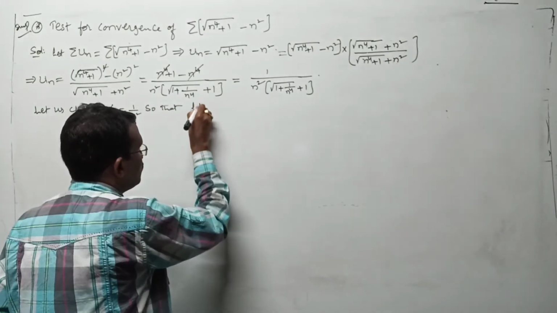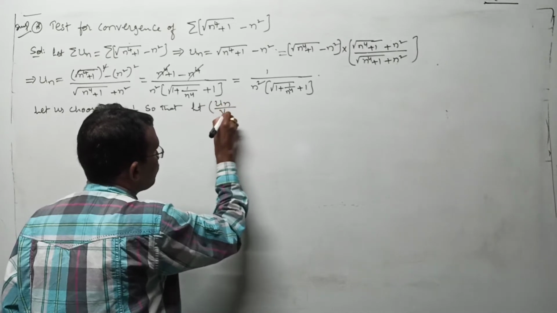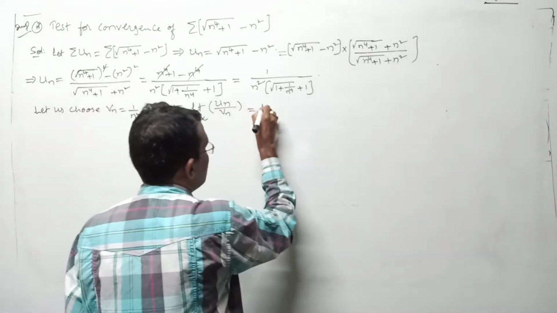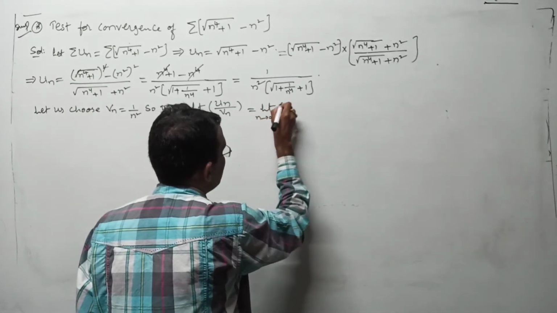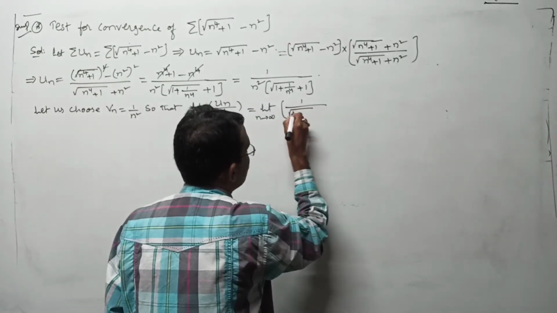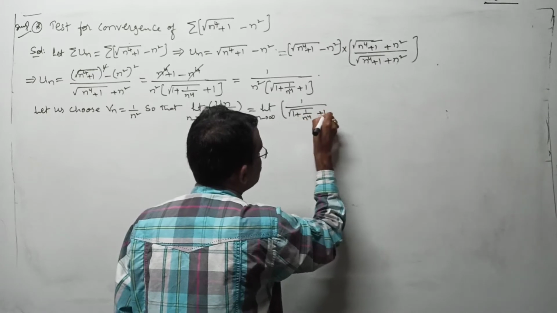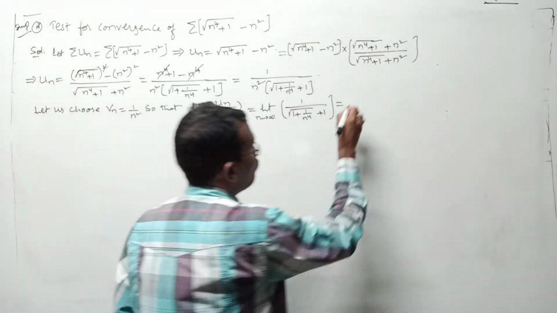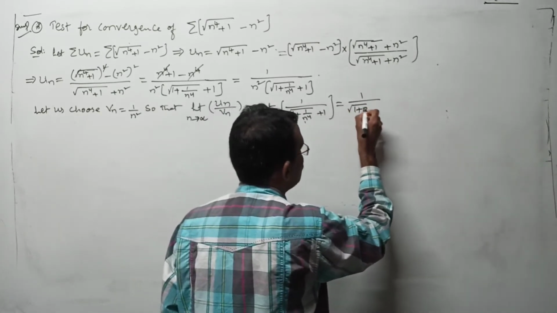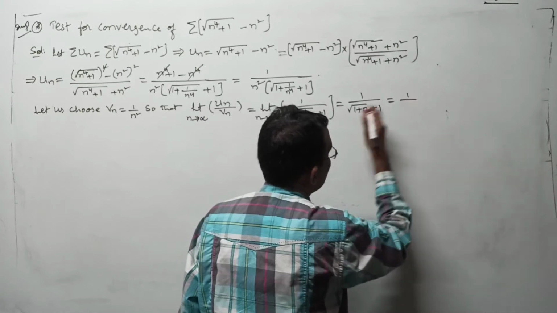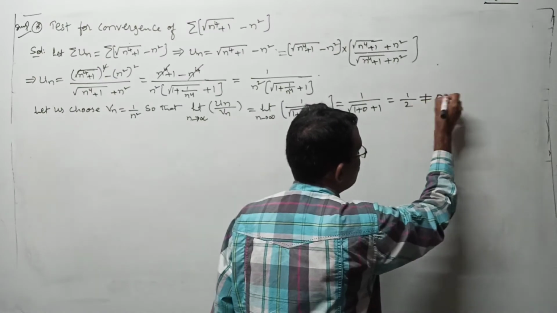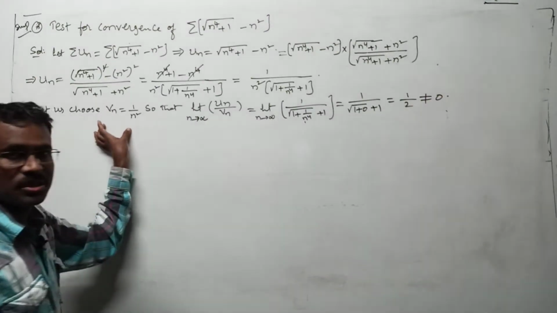So limit un by Vn as n tends to infinity is equal to limit as n tends to infinity of un by Vn. By this means these two things get cancelled. It is 1 by root of 1 plus 1 by n power 4, plus 1. As n tends to infinity, 1 by n power 4 tends to 0. Root 1 plus 0 is 1, and 1 plus 1 is 2. So 1 by 2, which is a non-zero real number. So this selection is correct, right?